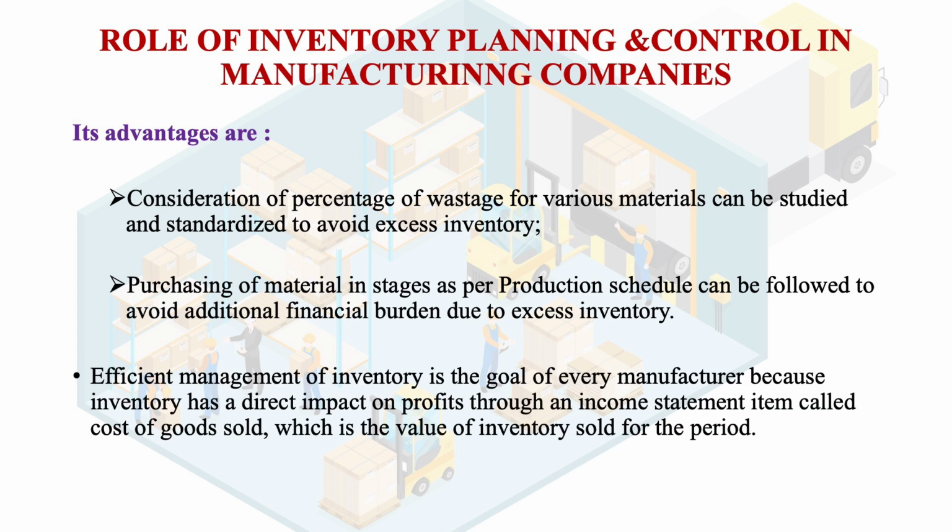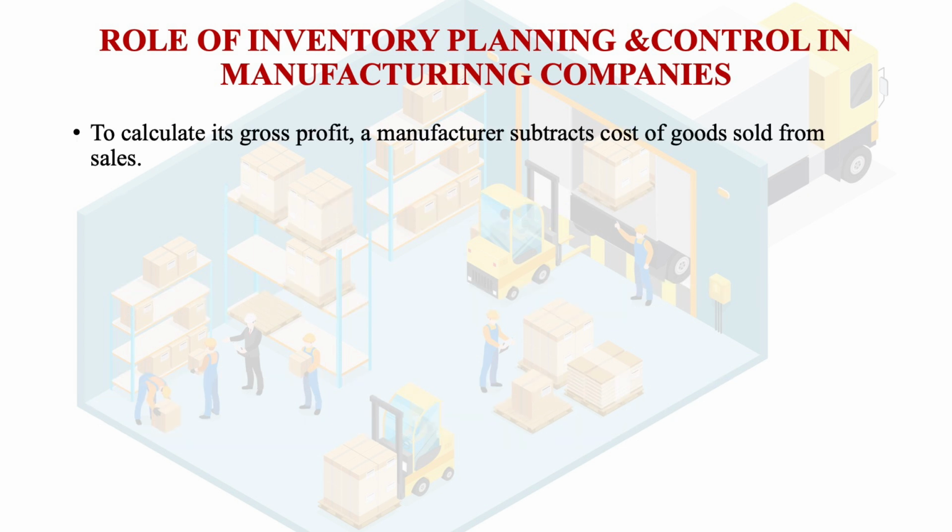Efficient management of inventory is the goal of every manufacturer because inventory has a direct impact on profit, since capital is blocked in it. It impacts profit through an income statement item called the cost of goods sold, which is the value of the inventory sold for the period. To calculate gross profit, a manufacturer subtracts the cost of goods sold from the sales.